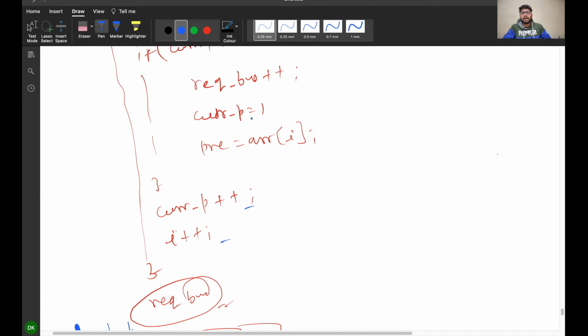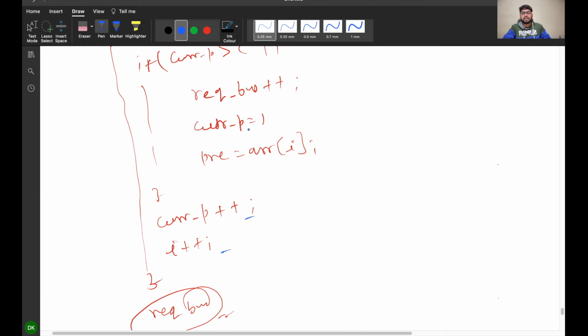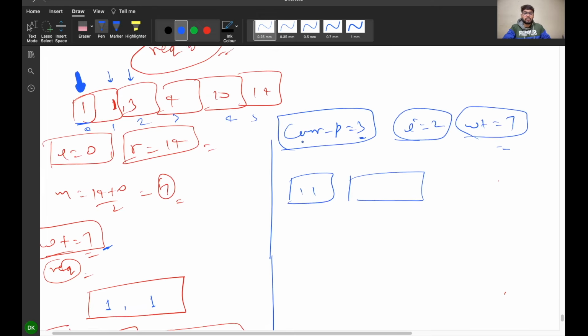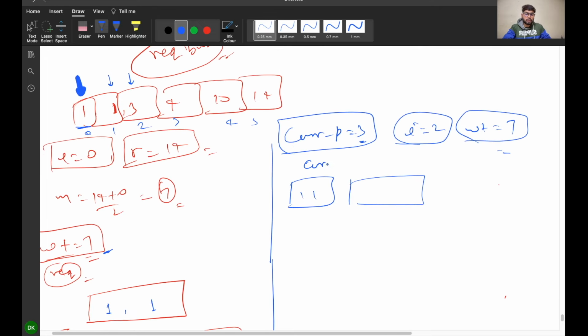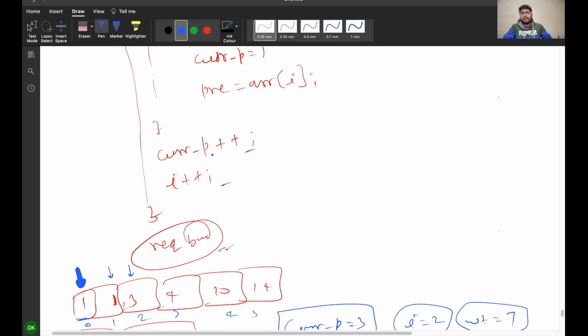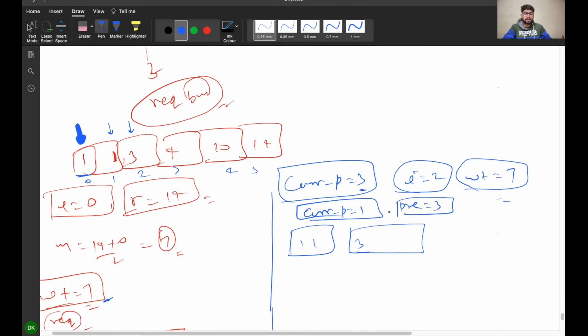I just again update my current person as 1 and PRE as ARRI. So my current person would be updated to 1 and my PRE should be ARRI, that is PRE is 3. So I am able to place this person into the new bus. Okay. And after placing it, again I have to increment the current person. So current person is further incremented from 1 to 2, and my I is also incremented.